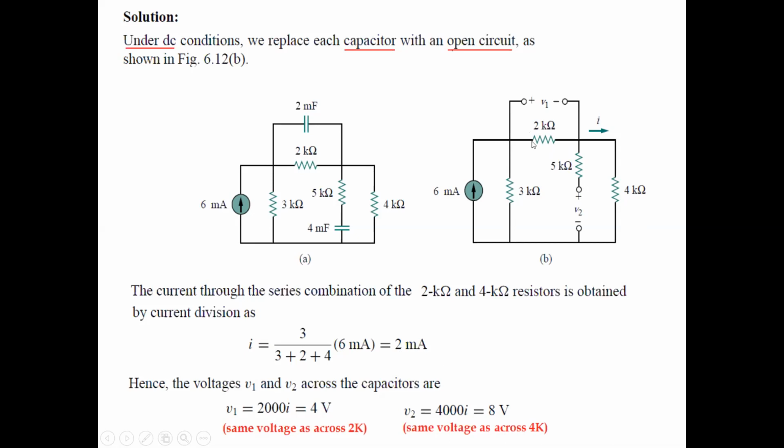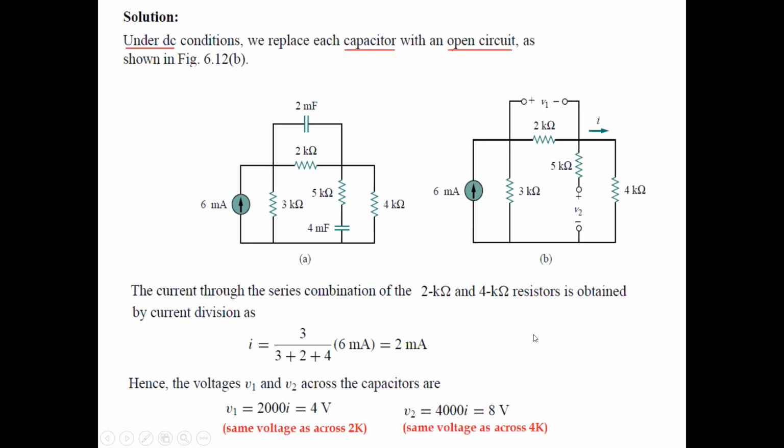So the current through this 2 kilo ohm resistor will be 2 milliampere, and the voltage across the 2 kilo ohm resistor will be 2 kilo ohm times 2 milliampere, and that will be equal to 4 volts. Hence the voltage across this capacitor will be 4 volt. Similarly, the voltage across these terminals will be equal to the voltage across the 4 kilo ohm resistor, and that will be 4 kilo ohm multiplied by 2 milliampere, and that comes out to be 8 volt.